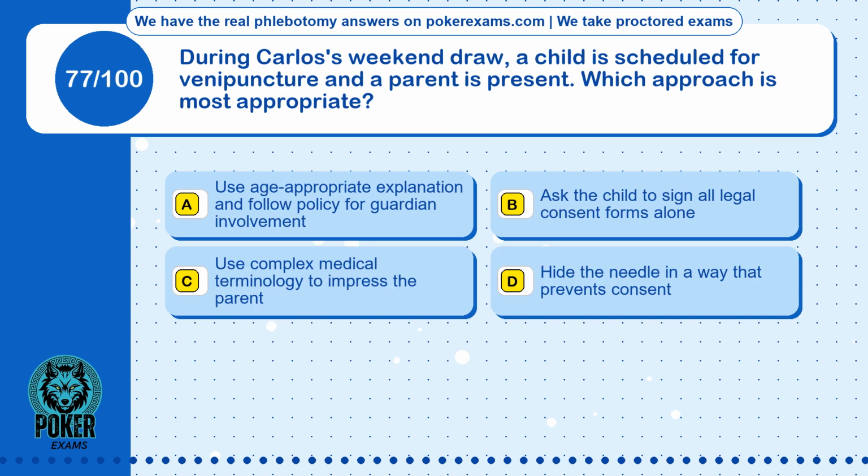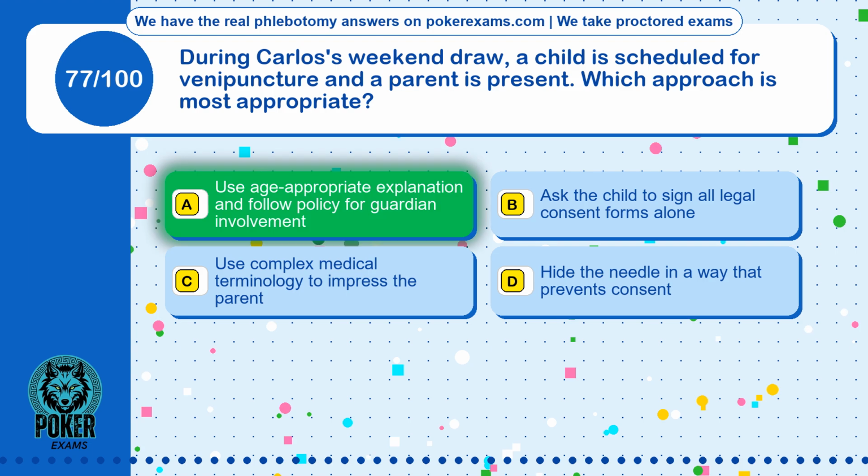Question 77. During Carlos's weekend draw, a child is scheduled for venipuncture and a parent is present. Which approach is most appropriate? Option A. Use age-appropriate explanation and follow policy for guardian involvement. Option B. Ask the child to sign all legal consent forms alone. Option C. Use complex medical terminology to impress the parent. Option D. Hide the needle in a way that prevents consent.